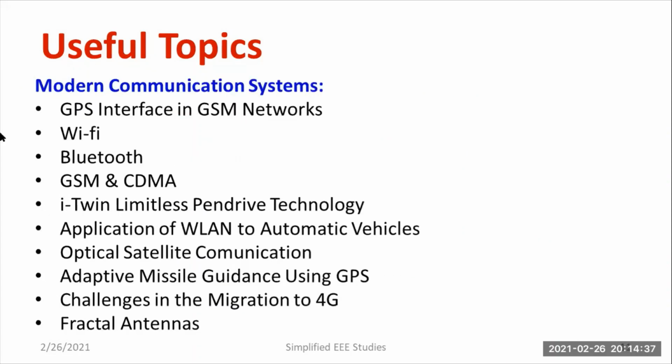Regarding MCS, modern communication system: GPS, GSM network, Wi-Fi, wireless fidelity, then Bluetooth, GSM, CDMA, limitless pendrive technology, application of WLAN, then optical satellite communication, then adaptive missile guidance using GPS. Similarly, challenges in migration to 4G and also fractal antennas. It's a wide area. So you'll be getting a lot of information regarding communication systems also.